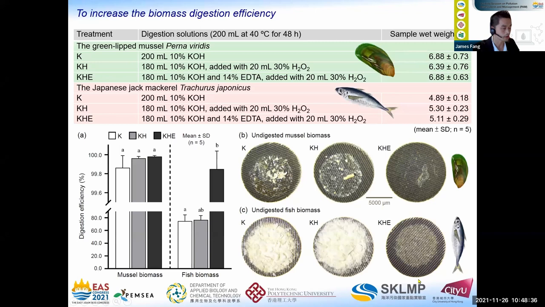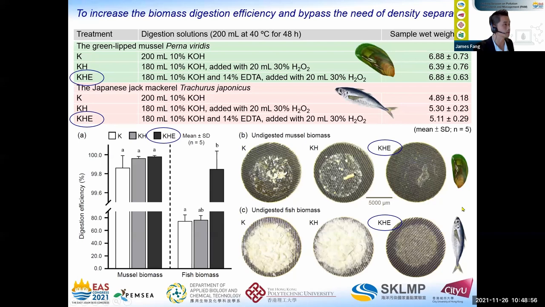The biological residual here is mostly bone fragments. The efficiency is impressive for fish. Good. From this result, we have identified the treatment KHE is more suitable for the digestion process for fish and mussel in comparison to the conventional digestion method.